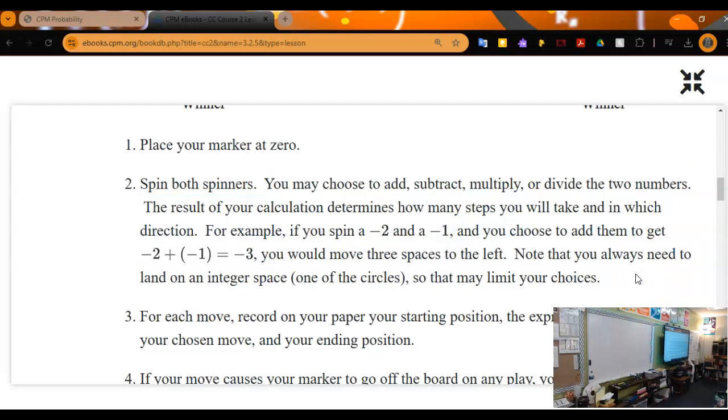Spin both spinners. You may choose to add, subtract, multiply, or divide with the two numbers. The result of your calculation determines how many steps you will take and in which direction. For example, if you spin a -2 and a -1 and you choose to add them, -2 plus (-1) equals -3. You would move 3 spaces to the left. Note that you will always need to land on an integer, which means entire numbers. So if you divide and get a decimal, you can't do that.